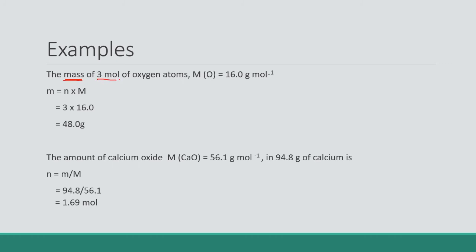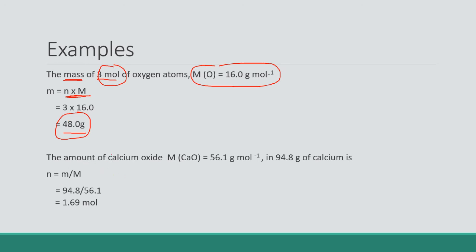It's telling us 3 moles of oxygen atoms, and the molar mass of oxygen is 16.0 grams per mole. So we use our equation: number of moles times molar mass, and we get 48 grams. This is an example of how we can change: we've got 3 moles is 48 grams. In the lab, of course, it's much more useful to have it in grams because we can sometimes measure out in grams.